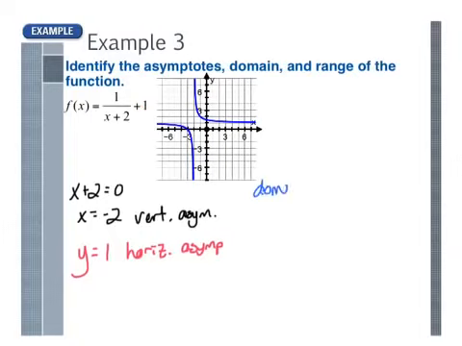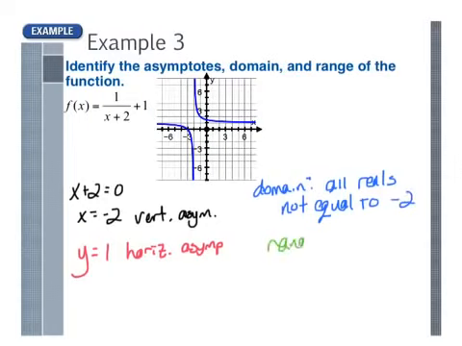So the domain, in this case, is going to be all reals not equal to, since you have a vertical asymptote of negative 2, it's going to be all reals not equal to negative 2. And then your range is going to be, I'm going to start abbreviating a little bit more, all reals, and I'm just going to do an equal sign with a slash through it, not equal to 1. So not equal to 1.